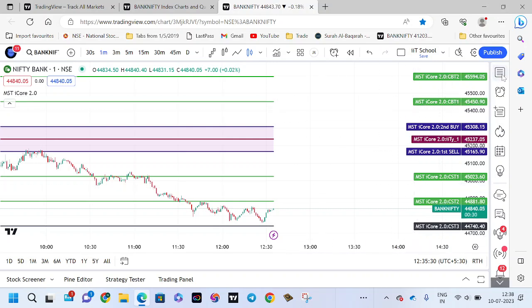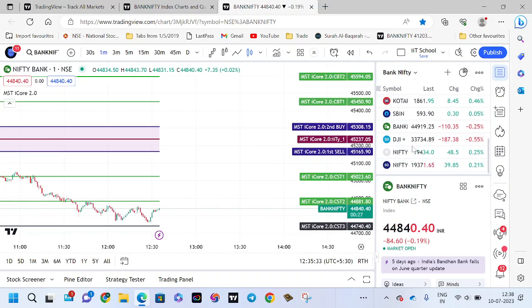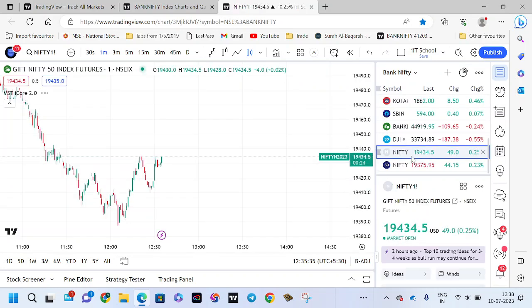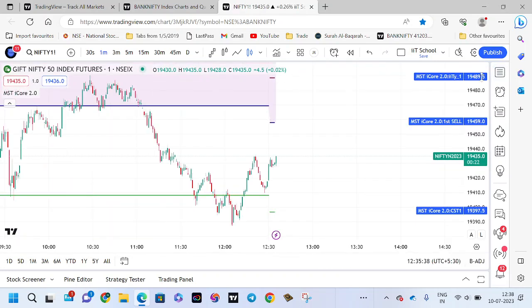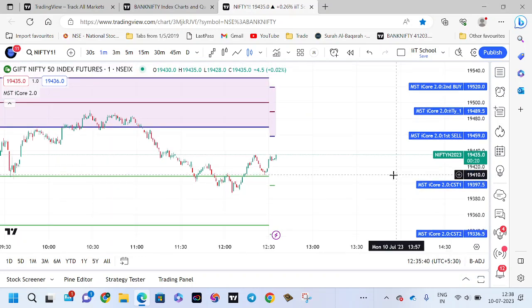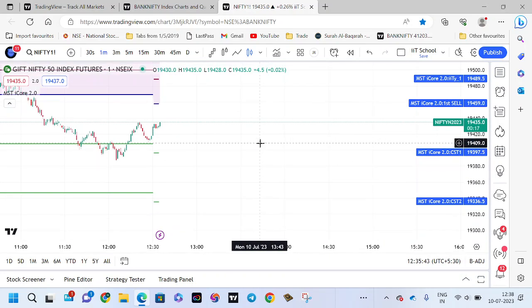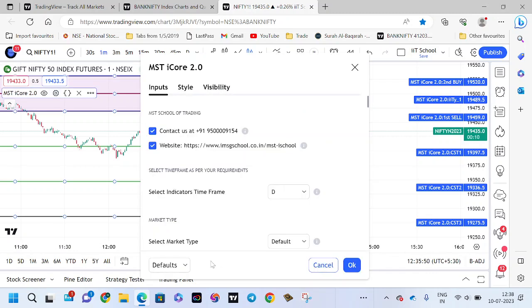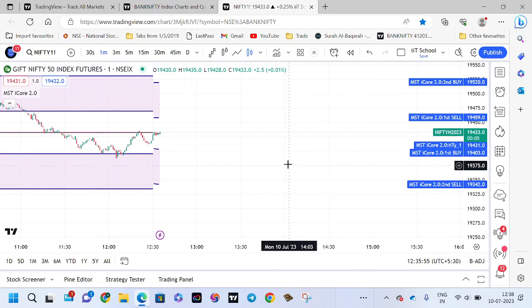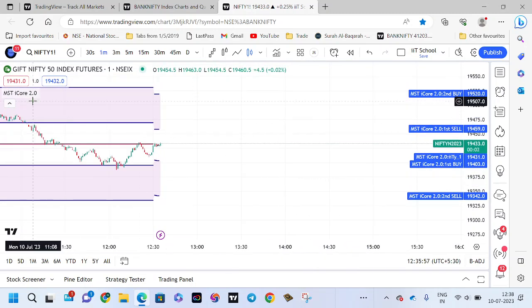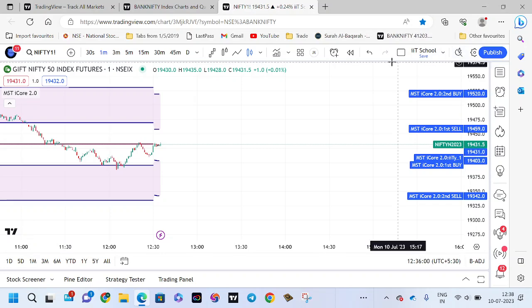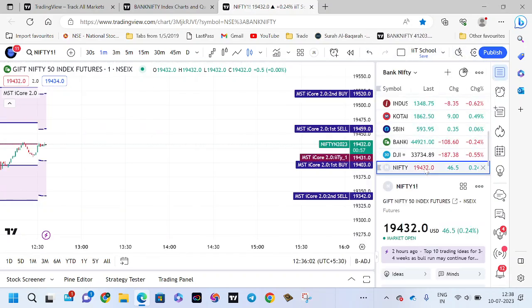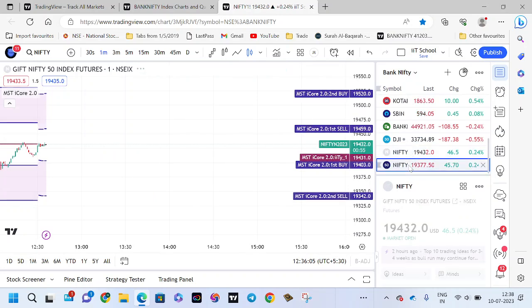The same thing we can see in Nifty also. I will show you for Nifty. When you are trading in Nifty, you can use a very tiny SL and target. So I'm coming here and giving reset settings. Sorry, this is Gifty Nifty. This is another script, so this is the one we have to select.